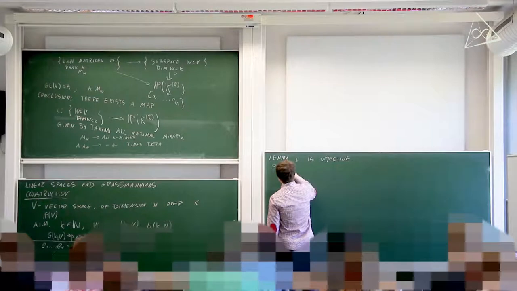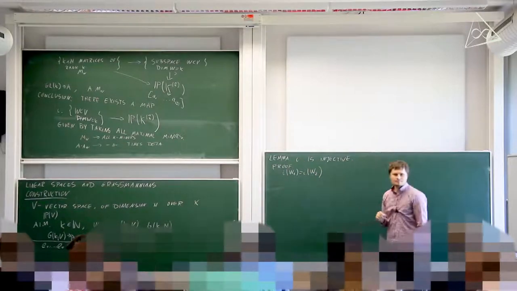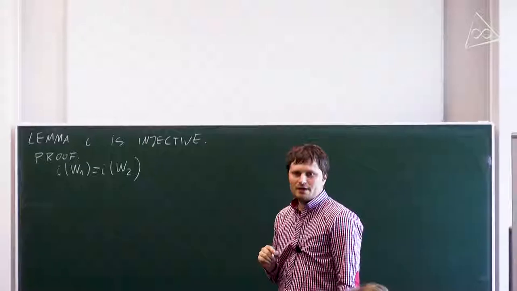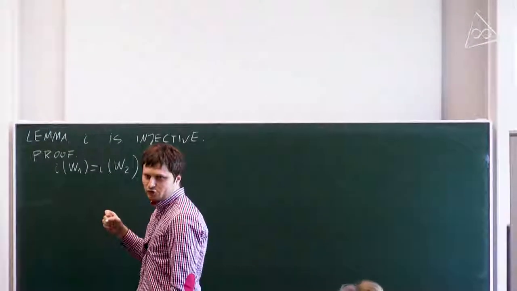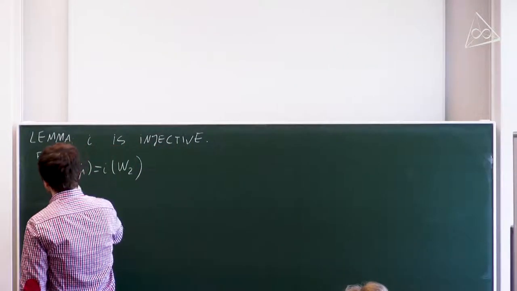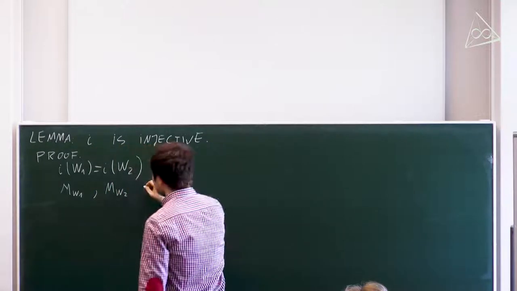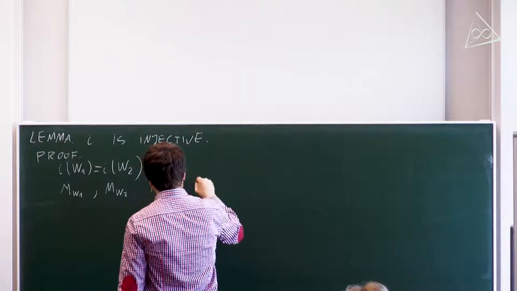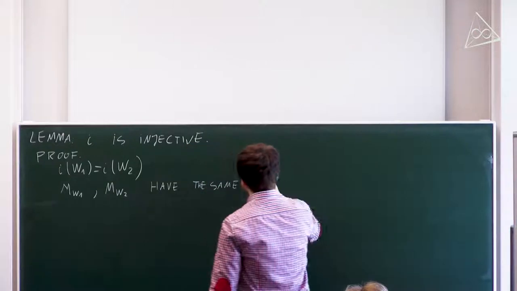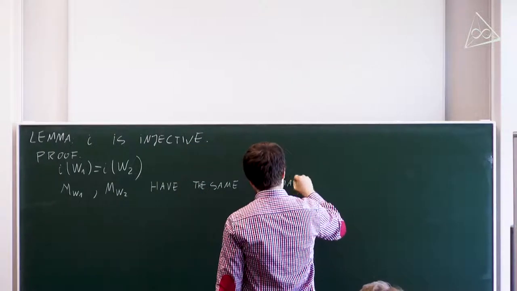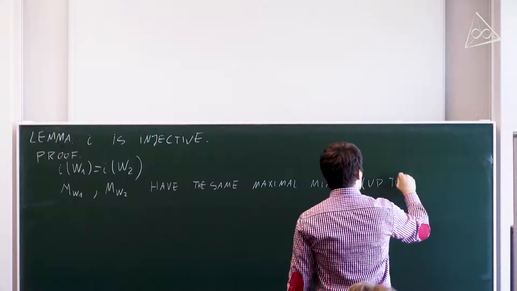Okay, so let's assume that I of W1 equals I of W2. What does it mean? Well, it means that we can fix a basis of W1 and a basis of W2 and get the matrices MW1 and MW2 that have the same maximal minors up to a non-zero scalar.